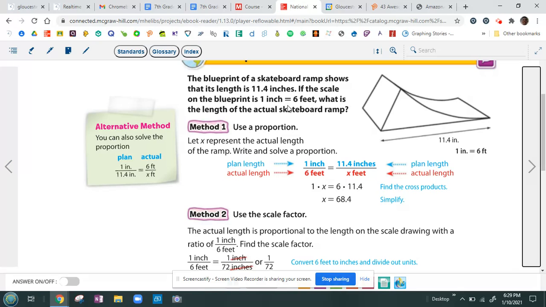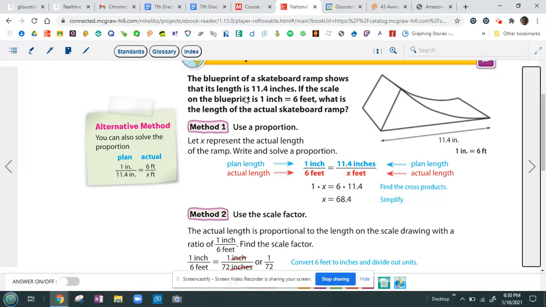Well, we see that we've been given the scale and we've been given 1 length. So we're going to set up a proportion to figure out the other length that we don't have yet, which is the length of the actual skateboard ramp. So plan to actual, and this is our proportion here, set up beautifully. The scale, we typically write that first in our proportion. A proportion is 2 equal ratios or equal fractions. We set it, so 1 inch to 6 feet.